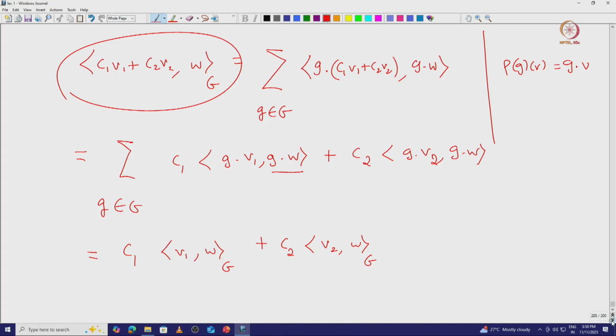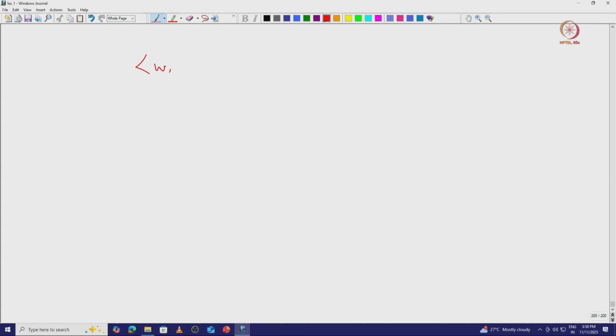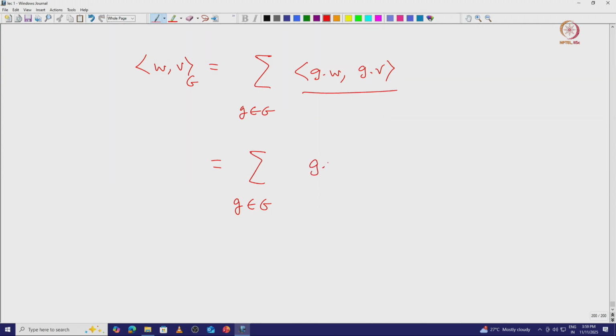So, now let us verify it actually satisfies the skew symmetry. If we take W comma V, then this is again by definition the sum over g in G of g dot W comma g dot V. Now using the skew symmetry of the standard inner product, you get that this is the sum over g in G of g dot V comma g dot W bar, and now the bar under summation commutes. So, this is exactly equal to V comma W bar with respect to G.